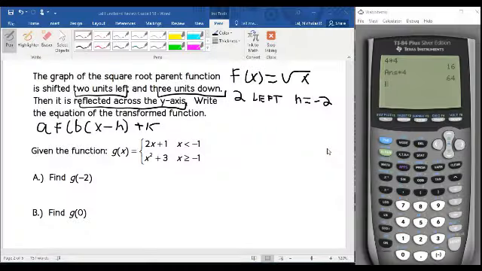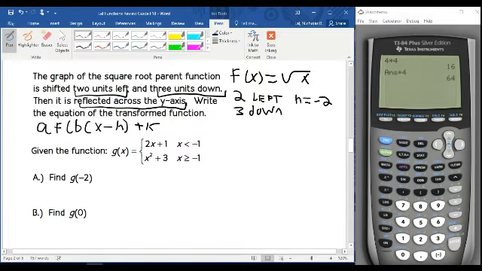3 units down means that k is equal to negative 3. And a y-axis reflection means that b is negative. b is equal to negative 1, because there's no horizontal stretch. So here the parent function, f of x, would be the square root. So our root function would be f of x.